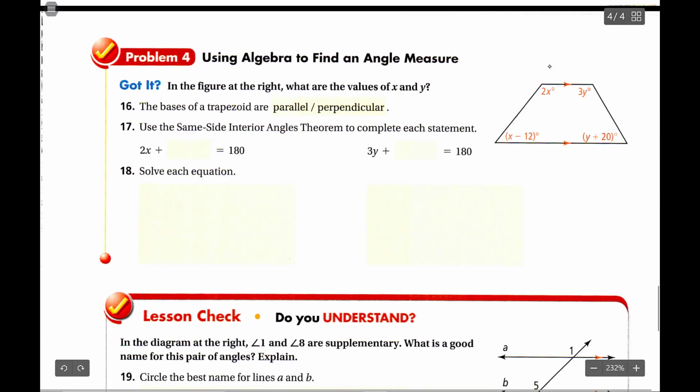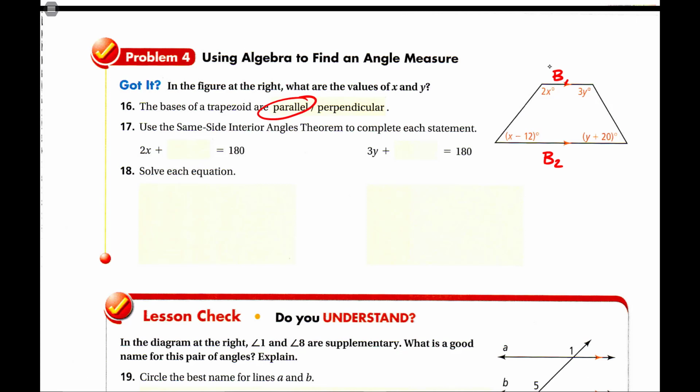For problem number 4, it says use algebra to find the angle measure. In the figure at the right, what are the values of x and y? The bases of the trapezoid, so here's base 1 and here's base 2, they are parallel to one another. Using the same side interior angles theorem to complete each statement. 2x plus some other angle is going to be equal to 180 degrees.